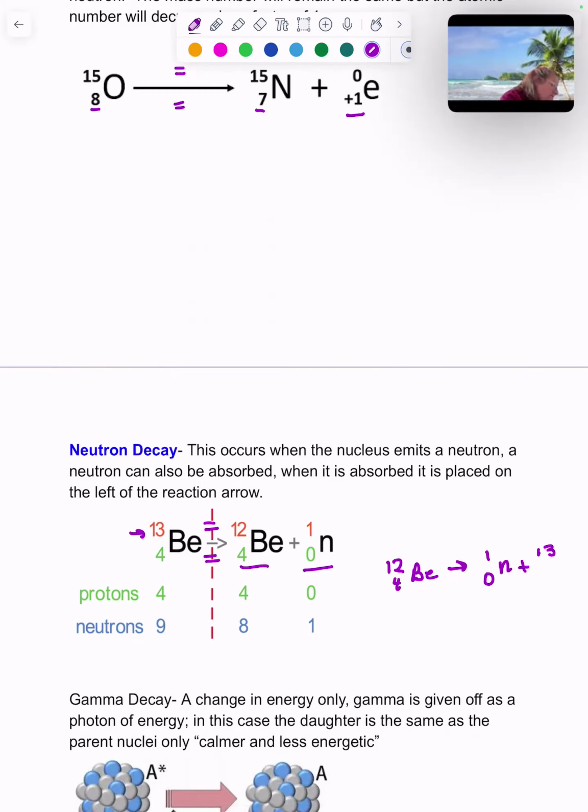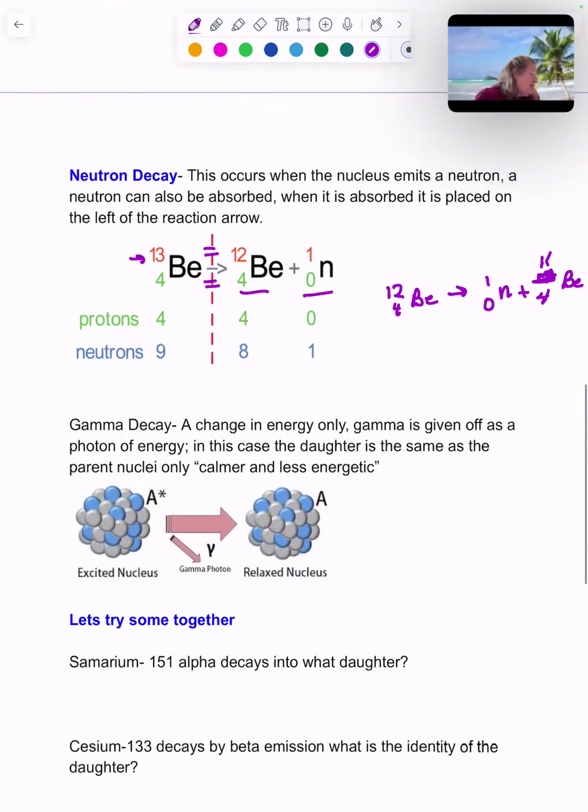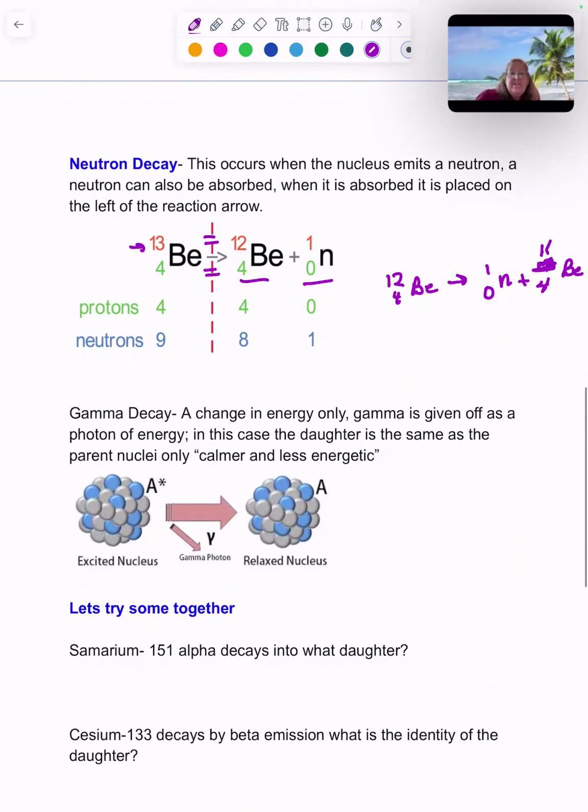Oop, mass of 11, 12. It's an 11. And there's our 4. And we're still at beryllium, but now we have a mass of 11. Gamma decay is a change in energy only. Gamma is given off as a photon of energy. In this case, the daughter is going to be as strange as the parent. It's only a little calmer and less energetic.